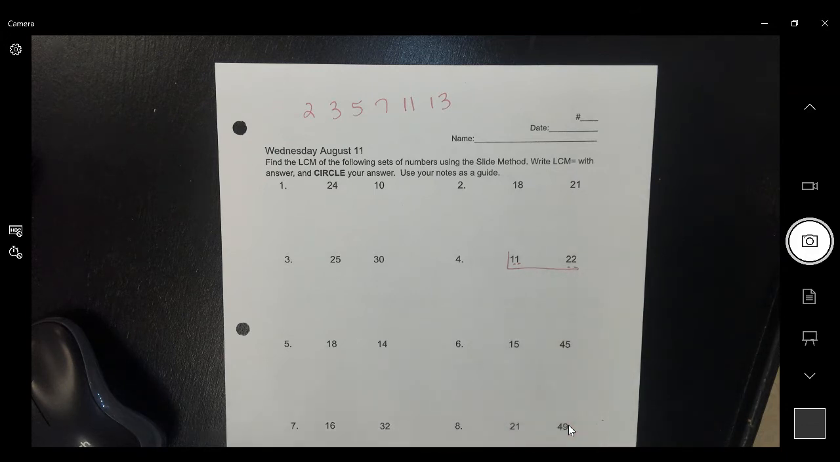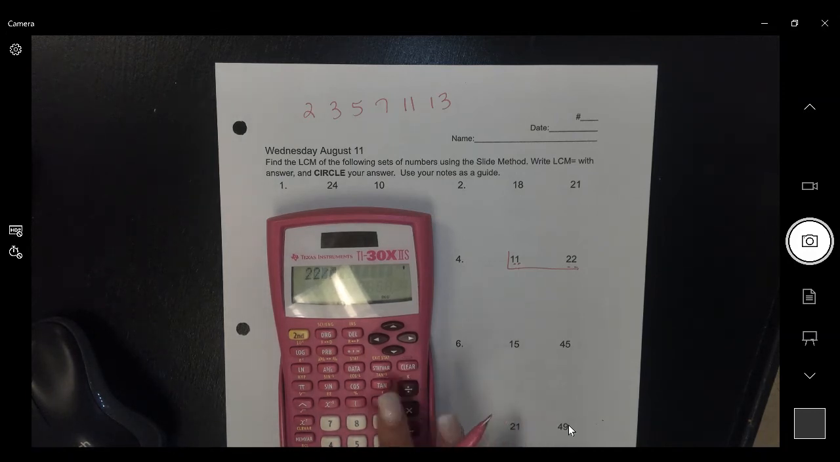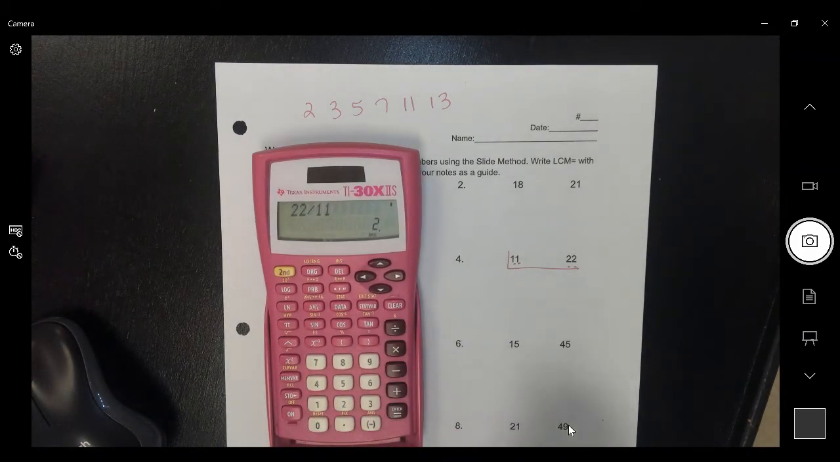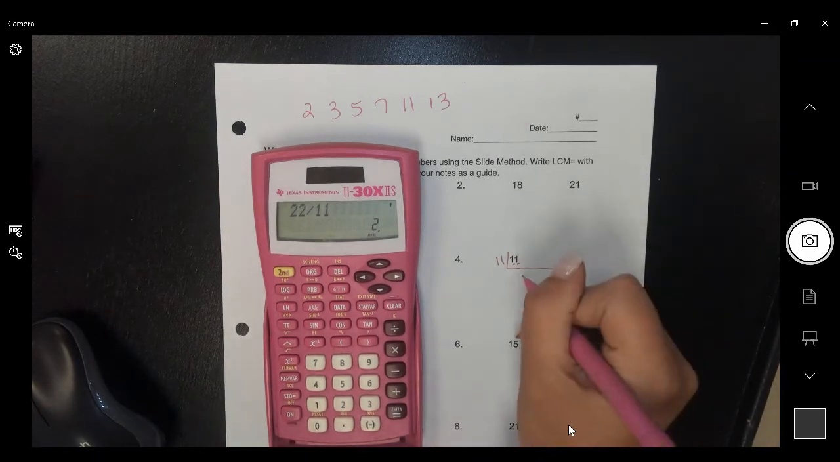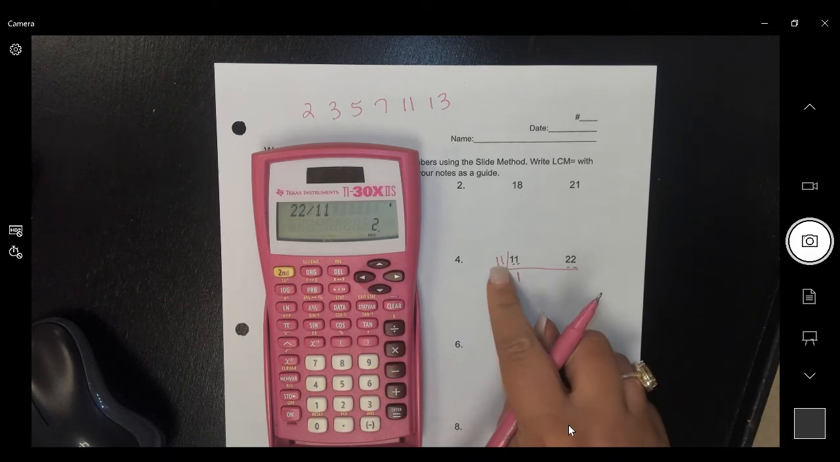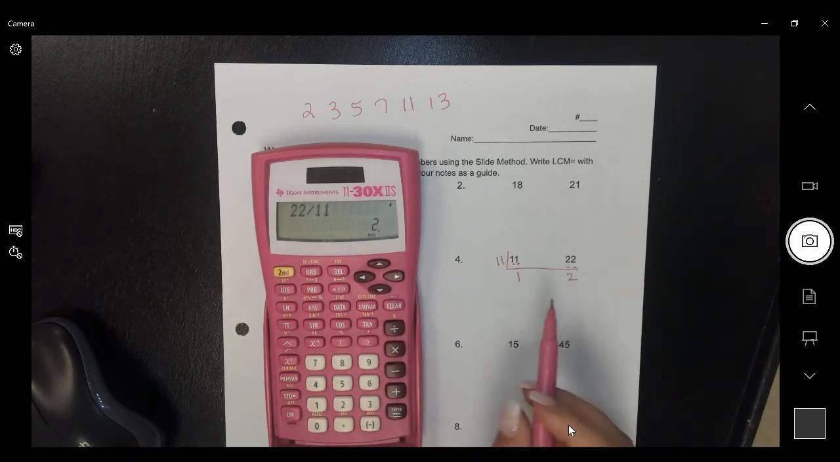And so if you take out your calculator and you do 11 divided by 11, you're going to get 1. And if you do 22 divided by 11, you're going to get 2. So you're going to get a whole number each time. So I'm going to choose 11. 11 divided by 11, like I said, is 1. And 22 divided by 11 is 2. So then I hit 1. So when I hit 1, I know I'm done.